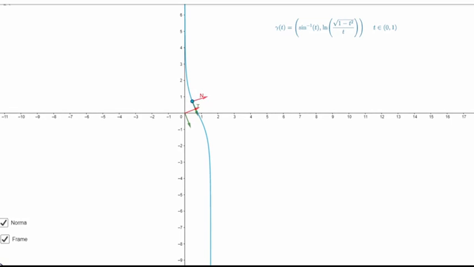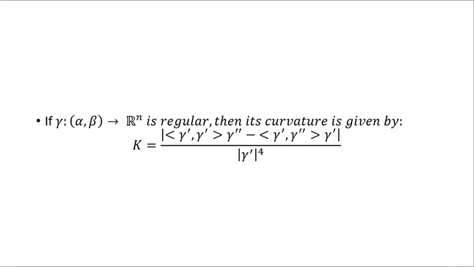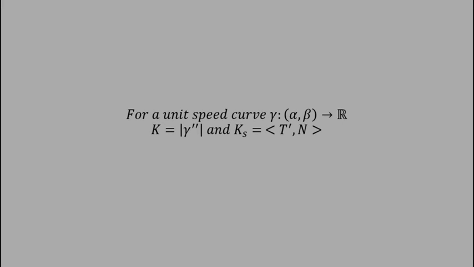Another important feature we need to observe when viewing a plane curve is the curvature. This is the degree to which a curve deviates from a straight line, or as we will see later, how a surface deviates from a plane. The curvature of a plane curve can be given as so. If a curve is unit speed, the curvature may be given by the simplified equation.